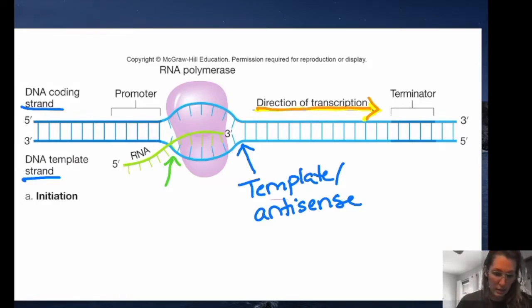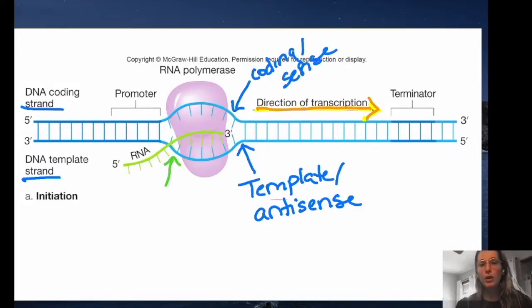Then this other strand is the coding strand/sense strand. And it's called this coding or sense strand because we can read it and know exactly what our RNA transcript is going to be. So now that we've oriented ourselves to what is the template strand and what is the coding strand, we can start to think about the direction of transcription.